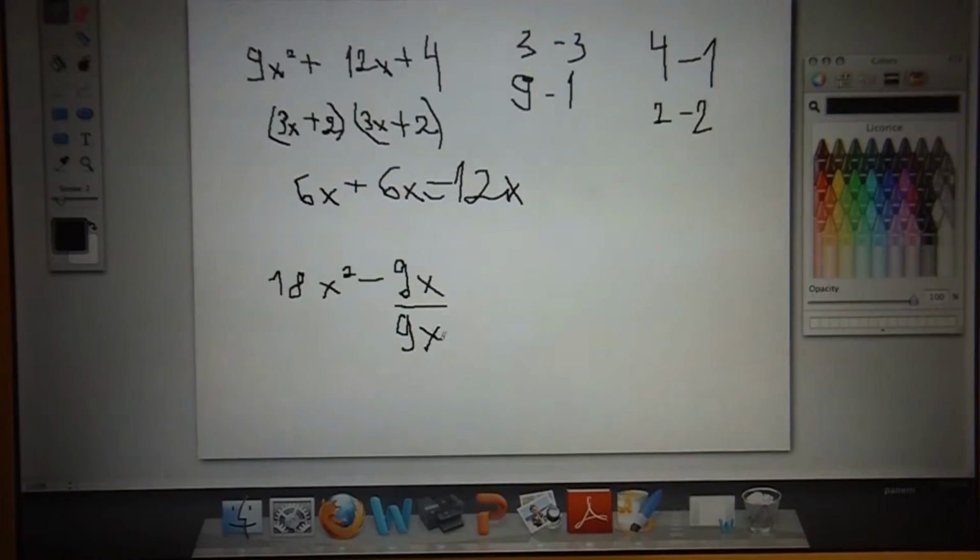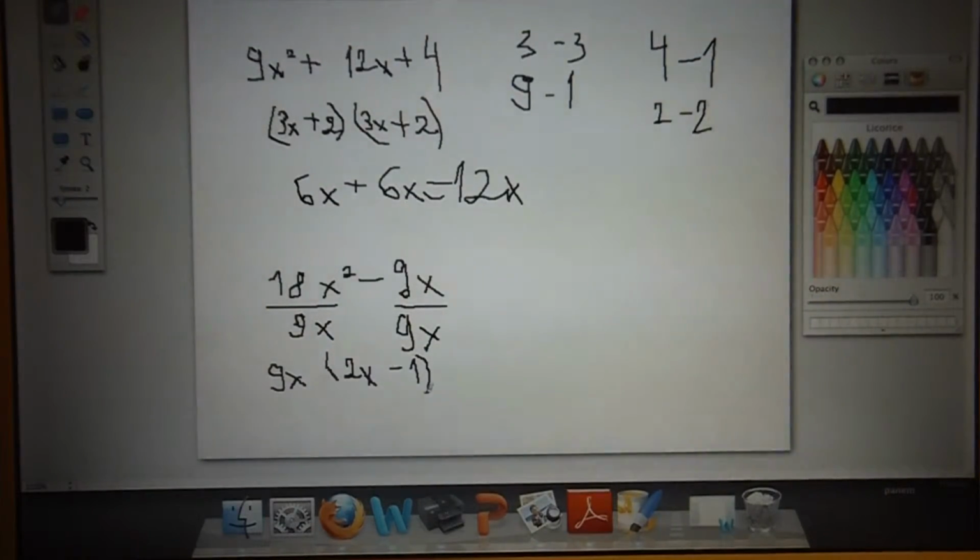9x divided by 9x. So we're left with 9x times 2x, because 18 divided by 9 is 2, and there's still one x left, so minus 1.